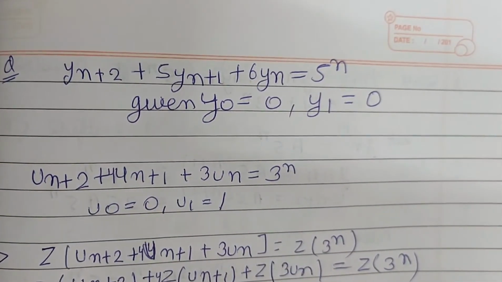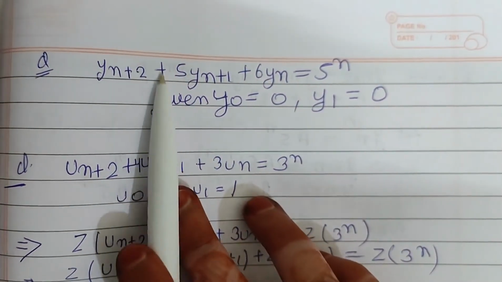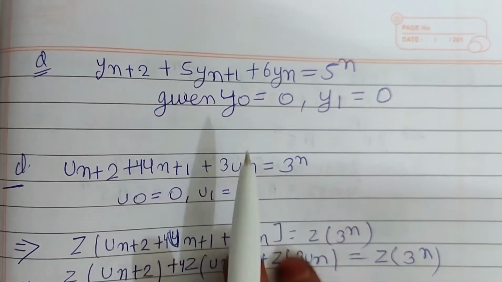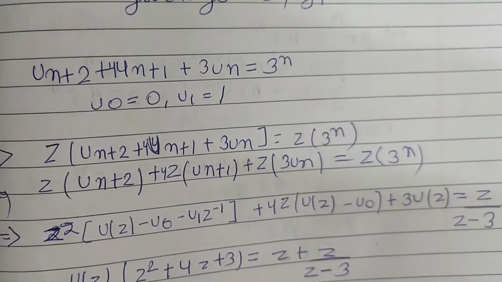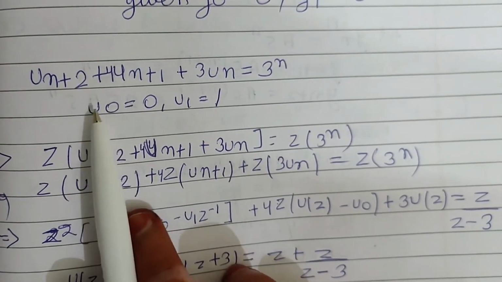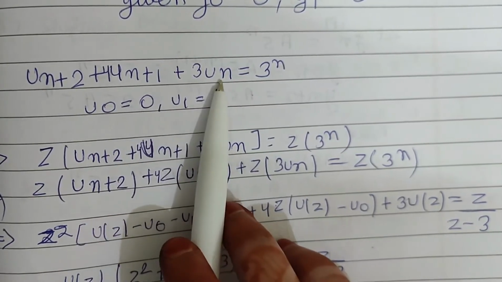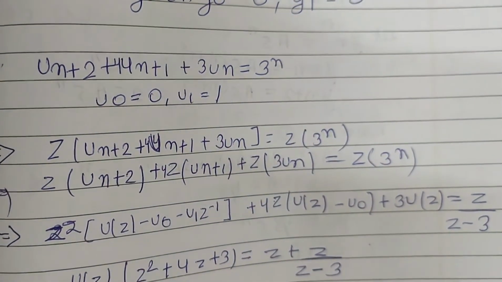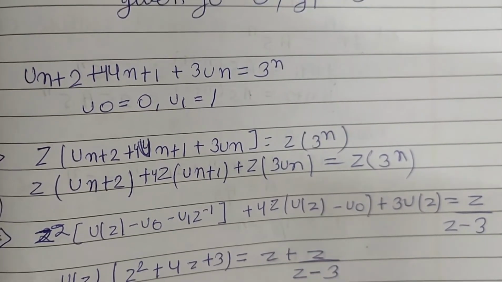Now let us see one more example, but before that I have given this problem for you to solve. So follow the same procedure as I have shown you in the previous example. The next example is u(n+2) + 4u(n+1) + 3u(n) = 3^n, given u0 = 0 and u1 = 1.